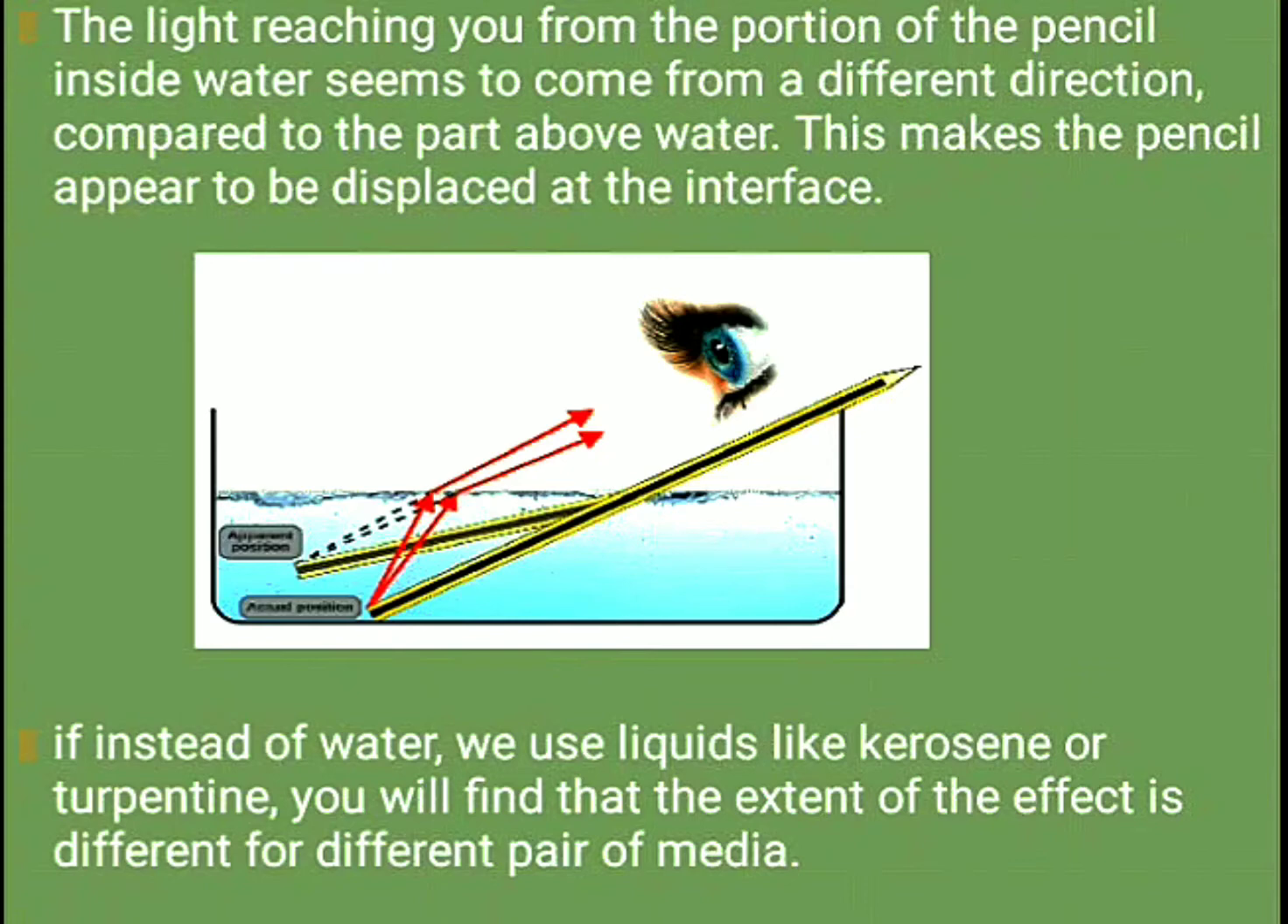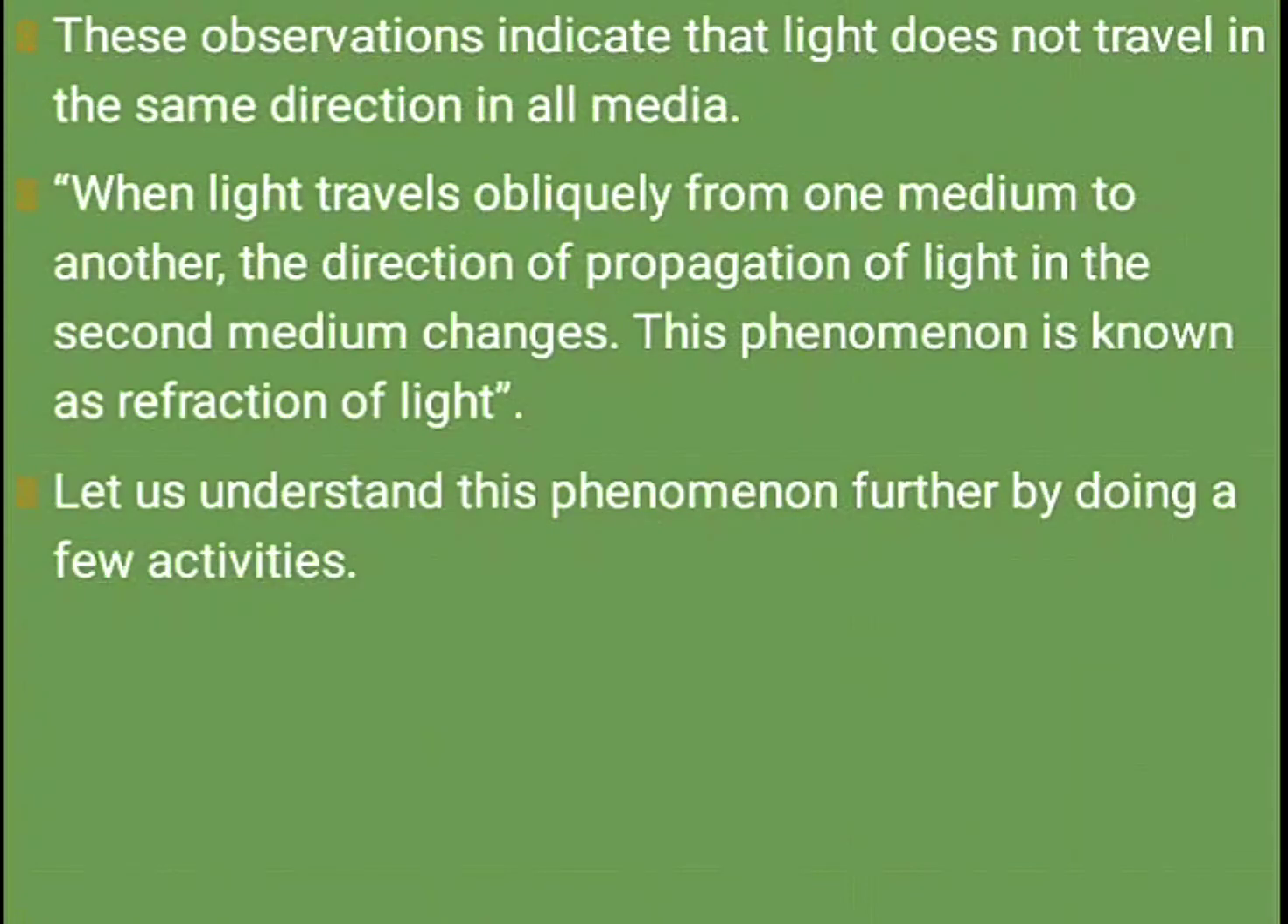Now if instead of water we use liquids like kerosene or turpentine oil, you will find that the extent of this effect is different for different pairs of media. That means for different transparent mediums, we will observe different levels of bending. These observations indicate that light does not travel in the same direction in all media. So, when light travels obliquely from one medium to another medium, the direction of propagation of light in the second medium changes. This phenomenon is known as refraction of light. Now let us understand this phenomenon further by doing a few activities.